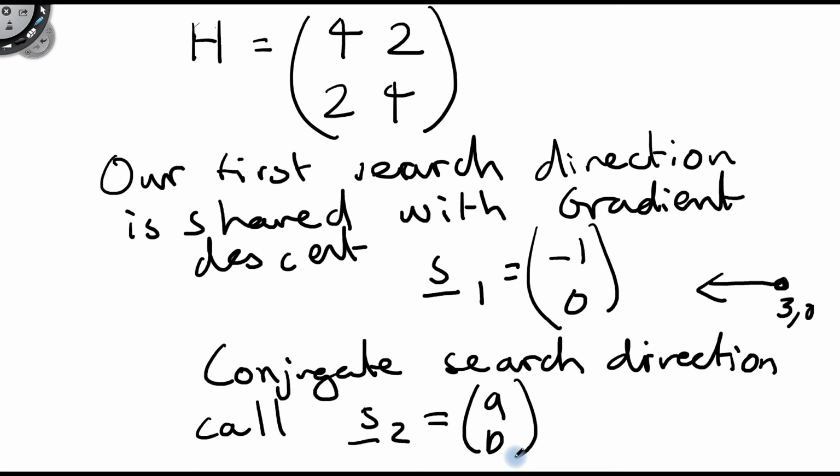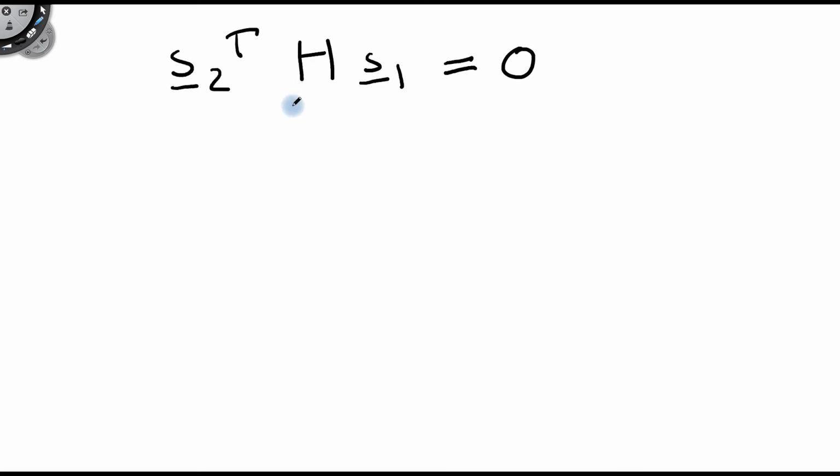So we have called S2 AB. The relevant conjugacy relationship here is that S2 transpose H S1 is 0. I can write it either way around because H is a symmetric matrix, and that's demonstrated in the notes. So I'm basically going to do it this way around.